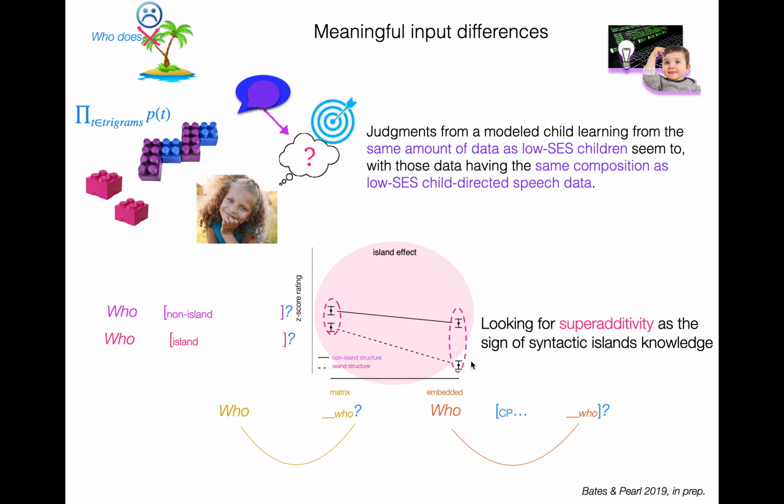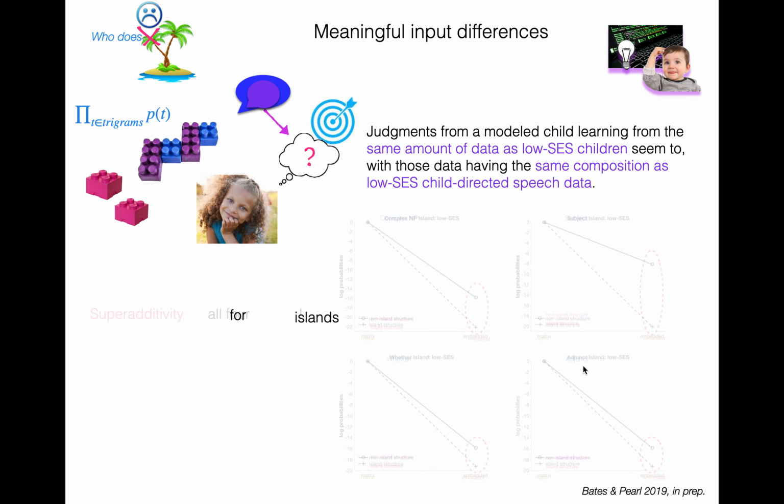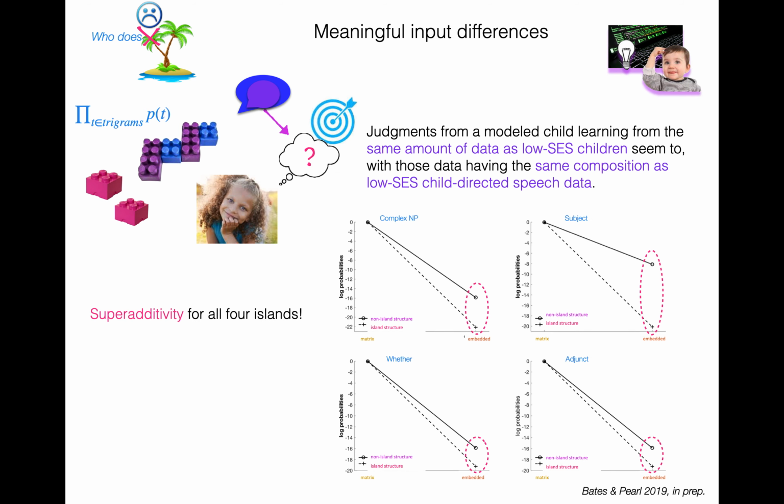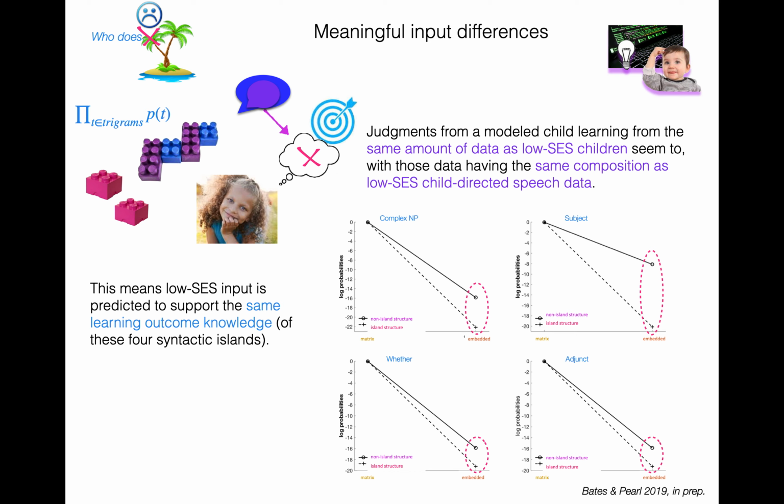We're looking for that additional unacceptability for the island crossing dependency above and beyond the fact that there's an island structure, above and beyond the fact that we have an embedded dependency: super additivity. This is our sign that syntactic island knowledge for that syntactic island has been acquired. And lo and behold, this is what we see. Hurrah, right? All 4 islands have this super additivity, that additional unacceptability that we're looking for as a behavioral signal, as a measurable outcome for syntactic island knowledge. So this means that low SES input is predicted to support the same learning outcome knowledge of these 4 syntactic islands.